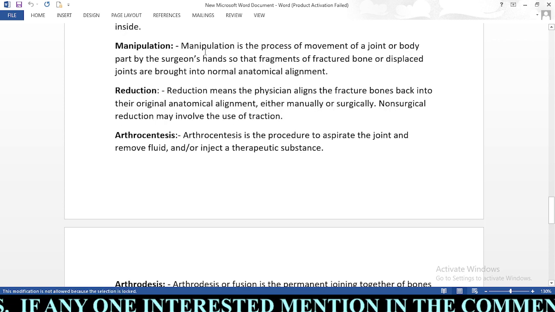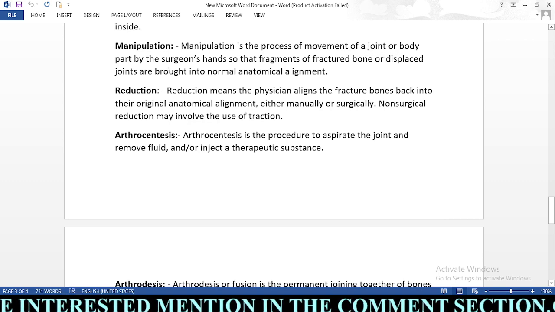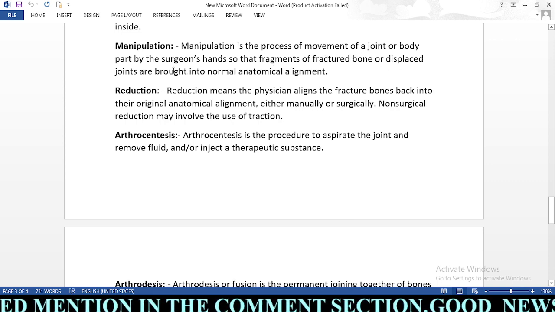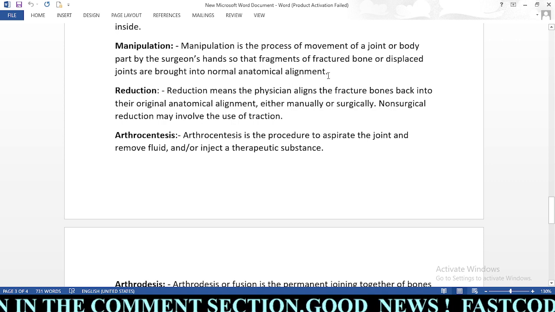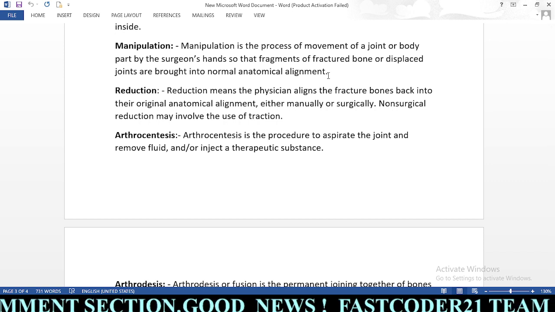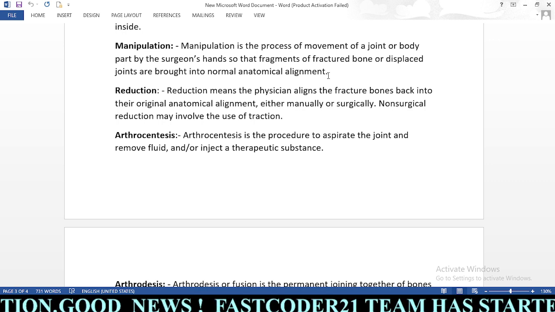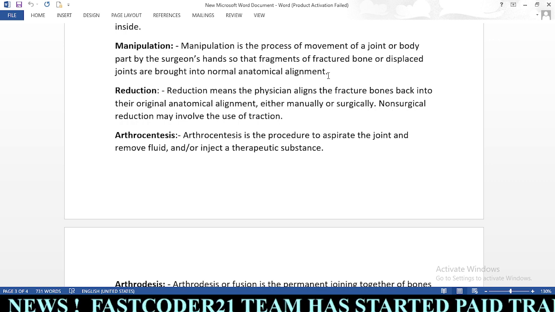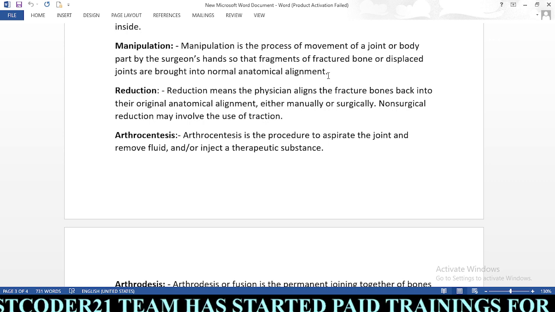Next one is manipulation. Manipulation is the process of movement of a joint or body part by the surgeon's hand so that fragments of fractured bone or displaced joints are brought into normal anatomical alignment. So basically, the physician will use his or her hands so that fragments of fractured bone or displaced joints are brought into normal anatomical alignment. Using manual pressure, the physician will try to repair the fracture.